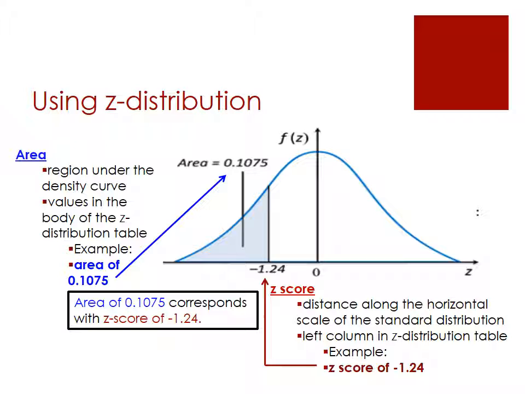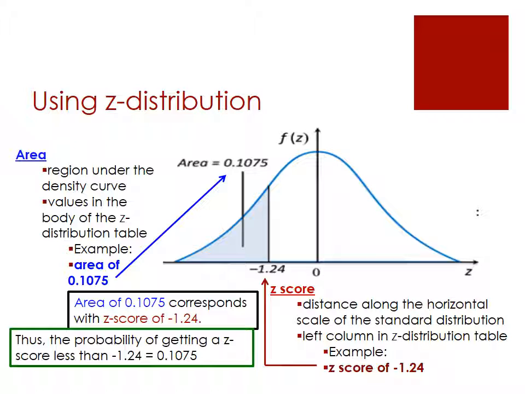Okay, so in this case, we'd be looking in the left column in the z-distribution table, because that's where we go to locate it. So here our area of 0.1075 corresponds with a z-score of negative 1.24. This means the probability of getting a z-score less than negative 1.24 is equal to 0.1075. This is going to be very important for moving forward. So if you need to, stop the video here, get this clearly in your notes, and make sure you're understanding this component before we move forward.